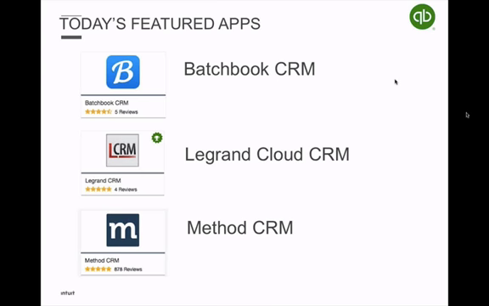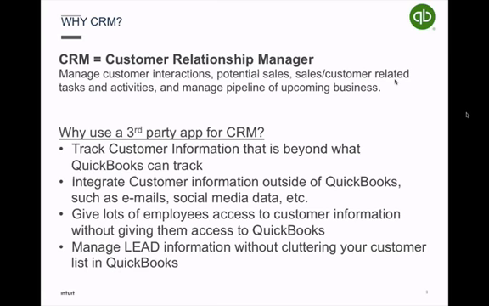Okay, on to the apps. We're going to talk about these 3 specific apps. One is called Batchbook CRM. The second one is called Legrand Cloud CRM, and there's 2 versions of Legrand. There's a desktop enterprise version, and then there's a cloud version. We're going to focus on the cloud version because that's the one that talks to QuickBooks Online, and then METHODCRM. Those are the 3 applications that we're going to be looking at.